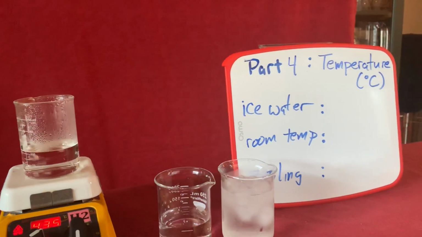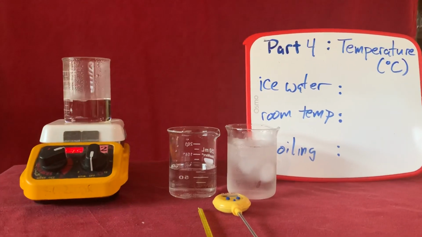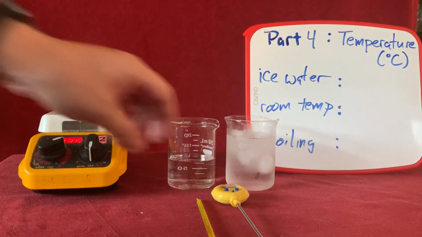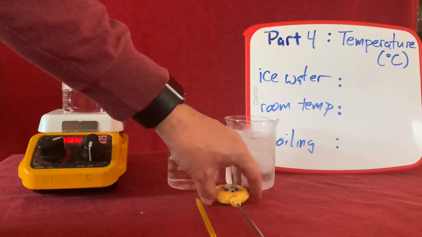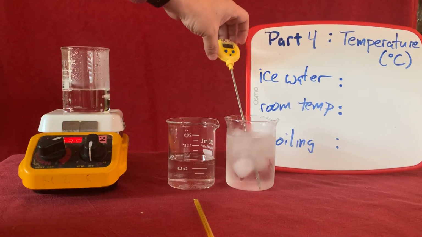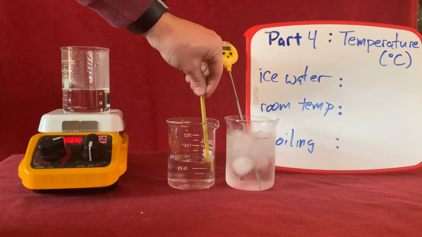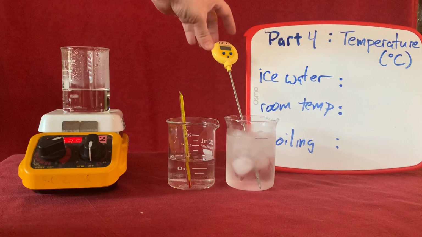All right, let's take a look at the ice water first. We're going to start with our digital thermometer. The analog thermometer functions much the same way. It takes a little longer to come to temperature, so I'm going to stick that in our room temperature water and let that sit for a minute.